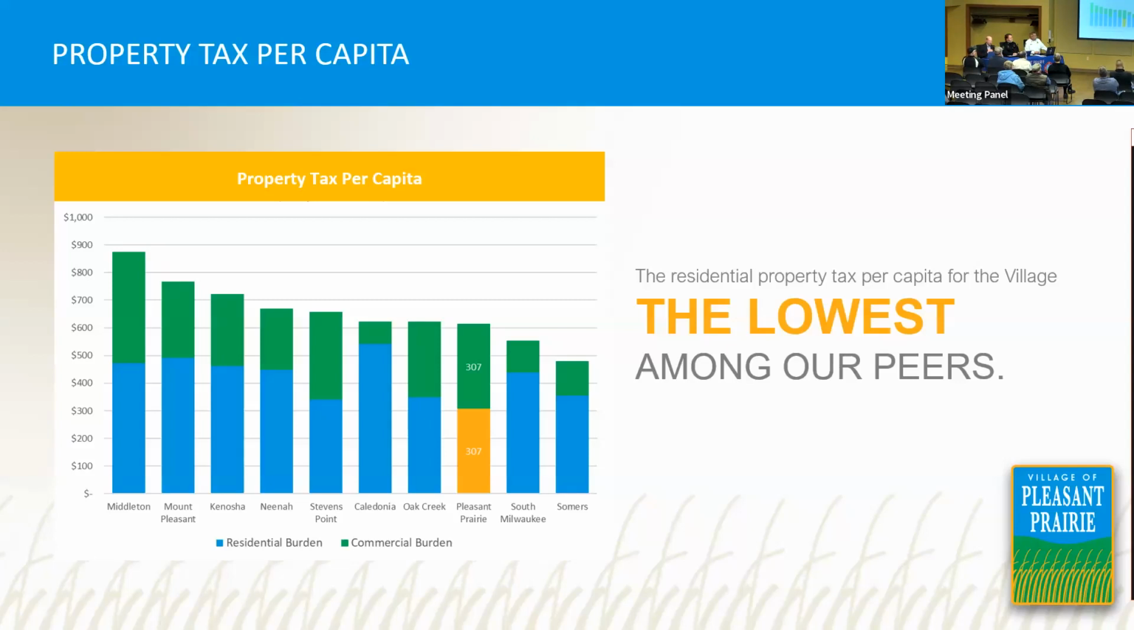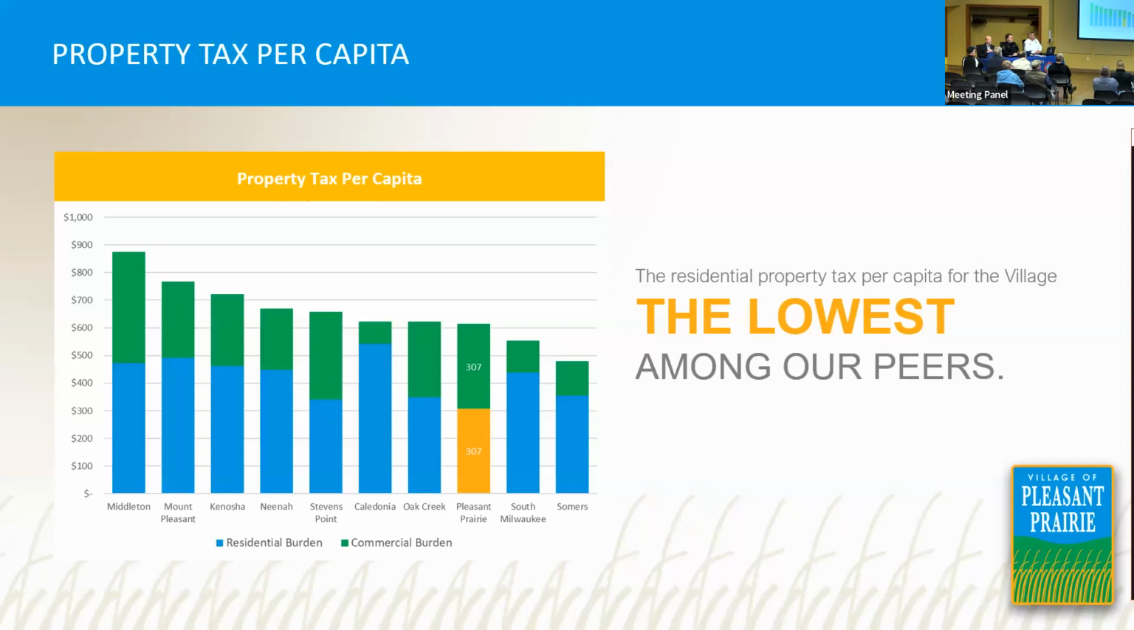The question is asked, why doesn't the business community share more of the burden? The chart displayed is created with data compiled by a third party. This is not Village of Pleasant Prairie data. A group called the Tax Policy Forum. The chart compares the property tax per capita of Pleasant Prairie to other municipalities. This includes both municipalities in our region as well as Wisconsin communities that share a similar population.